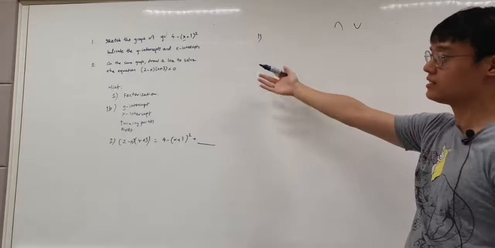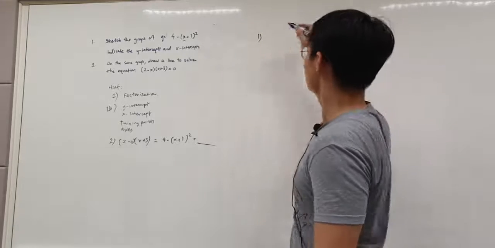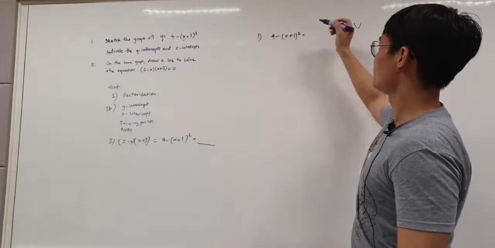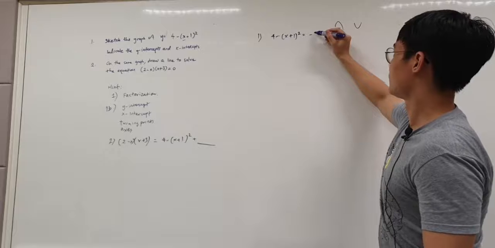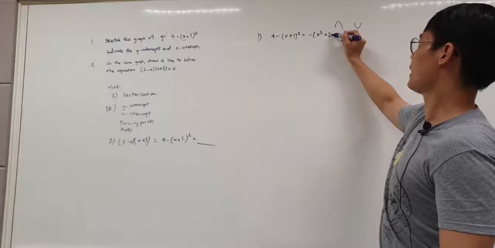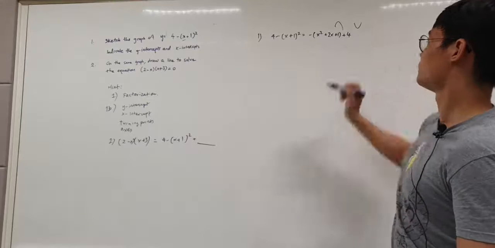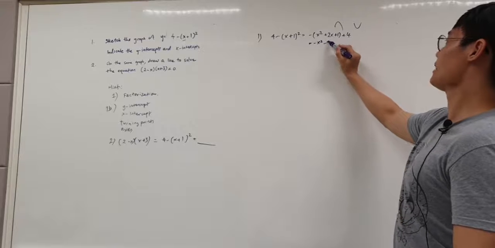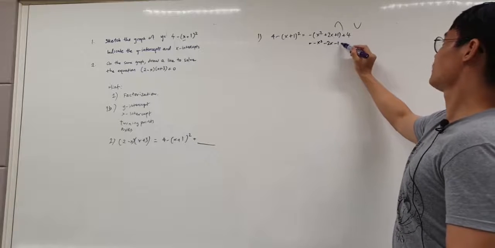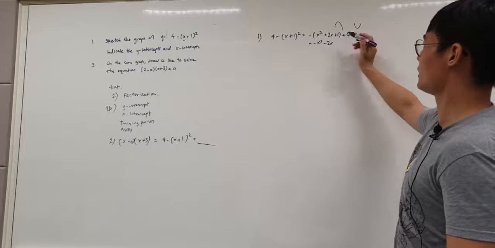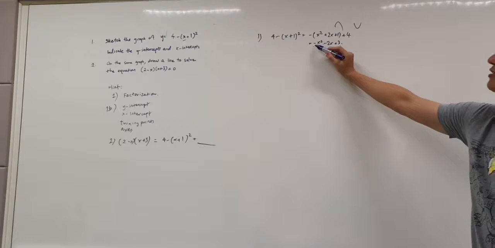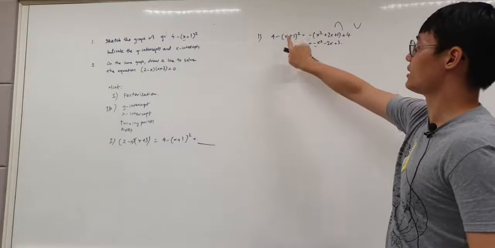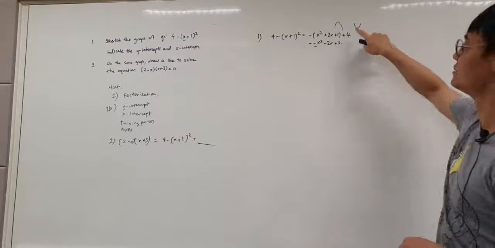So how do I know that it is negative x squared? Because if I expand this, 4 minus (x plus 1) squared is going to be a negative of (x squared plus 2x plus 1) plus 4. And if you just expand this, it will be negative x squared minus 2x minus 1 plus 4. So plus 4 minus 1 is plus 3. Okay, so the coefficient of x squared is negative, but you don't really need to expand this. Just by looking at the negative sign over here, you are supposed to know that this is an n-shaped graph.